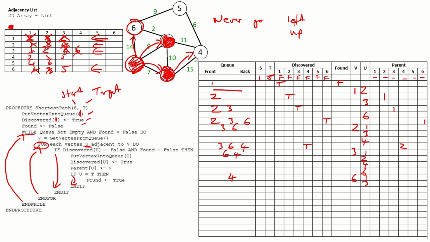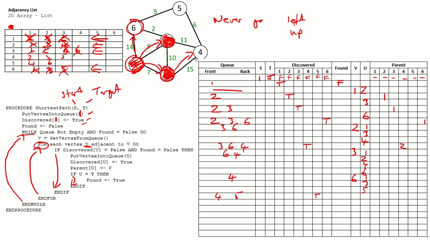If discovered U is false, discovered U is not false. So go around again, get the next one, which is 5. And if discovered U is false, and found is false, so we are going to do the if statement this time. We're going to put the 5 into the queue, so the queue is now 4, 5. We're going to say discovered U is true, so discovered 5 is true.